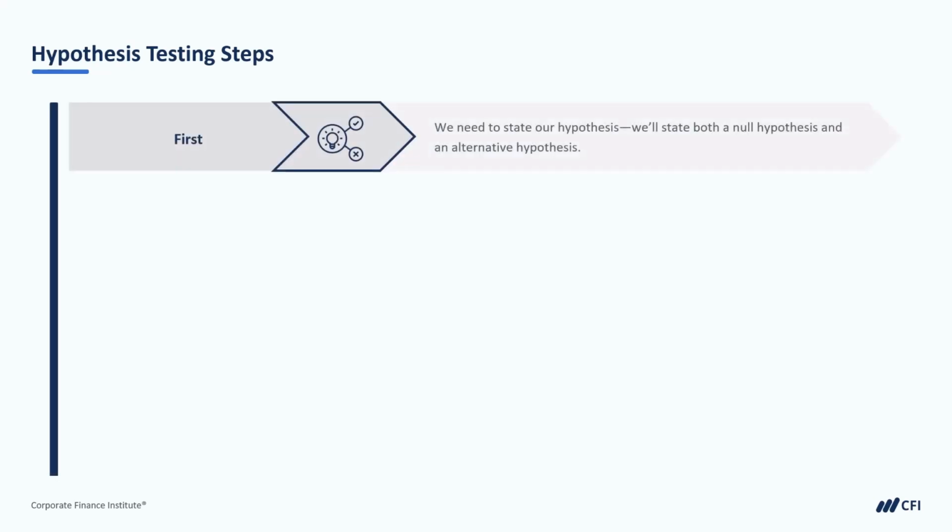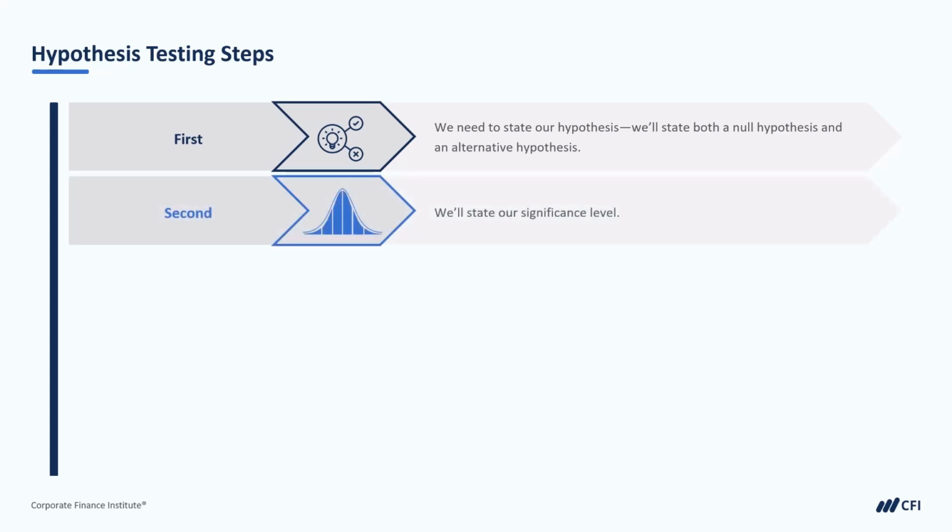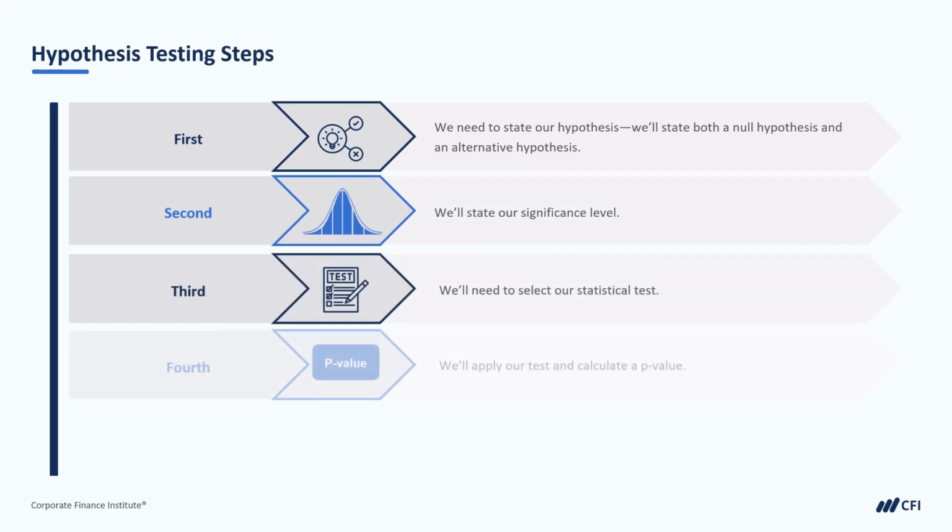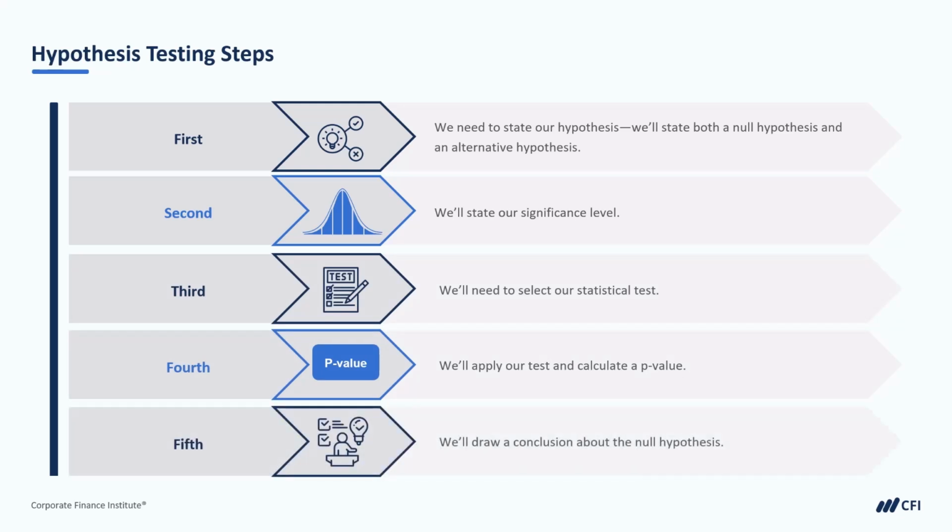Okay, now that we're more familiar with our data, we can start going through our hypothesis test from start to finish. There are 5 steps to do this. First, we need to state our hypothesis, and we'll state both a null hypothesis as well as an alternative hypothesis. Then, we're going to state our significance level. Third, we'll need to select our statistical test. And then fourth, we'll apply our test and calculate a p-value. Finally, we'll draw a conclusion about our null hypothesis. The next few lessons we'll walk through and explain each of the steps using our warranty scenario.